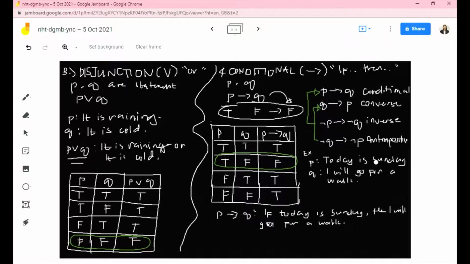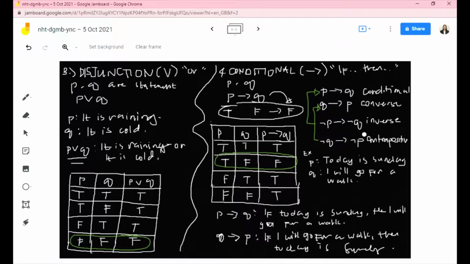Next, let's go and find the converse. So we have Q implies P. We'll start with if, followed by our Q, that is, I will go for a walk. If I will go for a walk, then today is Sunday.